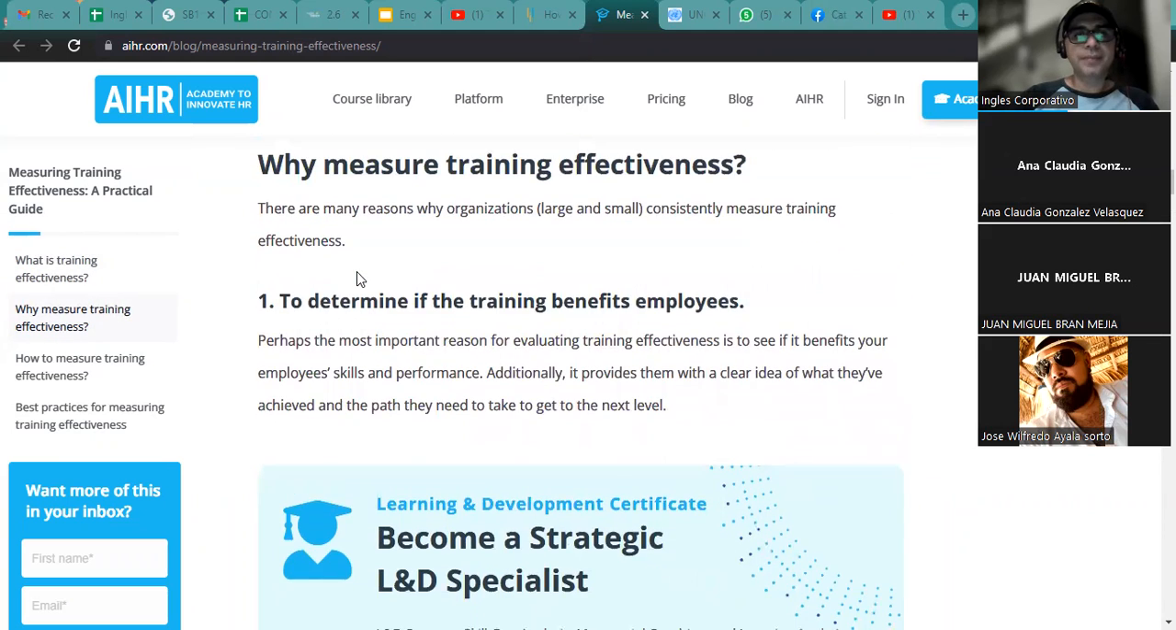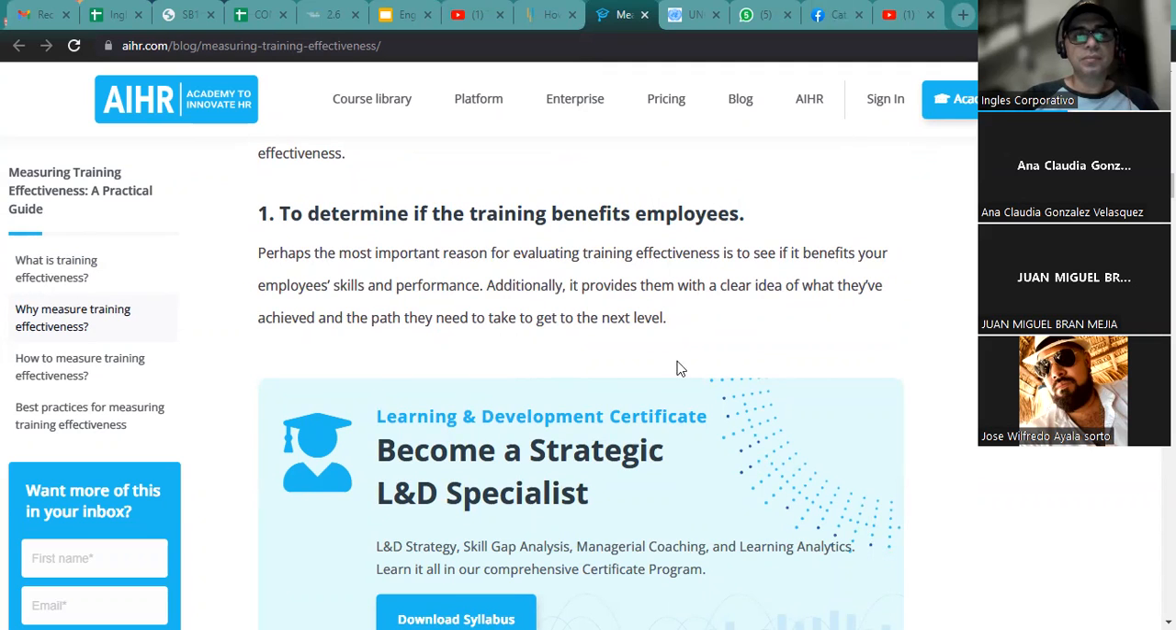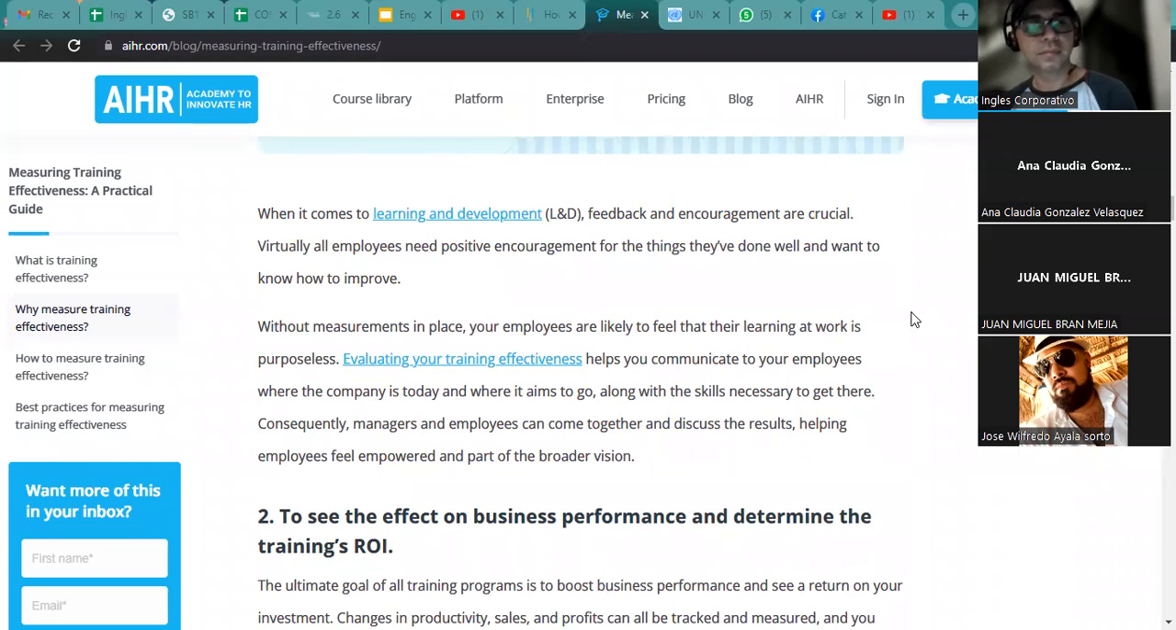Number one is going to be for Ana Claudia. Okay. To determine if the training benefits employees, perhaps the most important reason for evaluating training effectiveness is to see if it benefits your employees' skills and performance. Additionally, it provides them with a clear idea of what they've achieved and the path they need to take to get to the next level. Okay. When it comes to learning and development, L&D, feedback and encouragement are crucial. Virtually all employees need positive encouragement for the things they've done well and want to know how to improve. Without measurements in place, your employees are likely to feel that their learning at work is purposeless. Purposeless, okay.